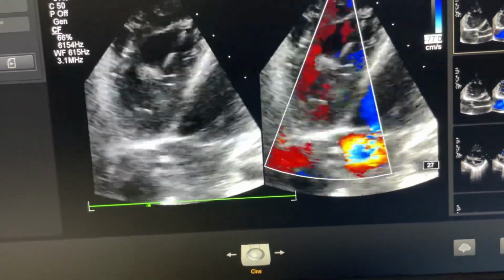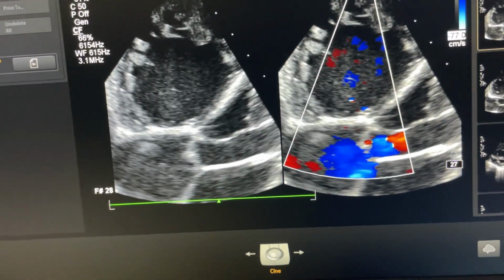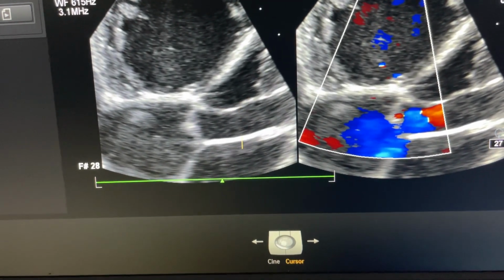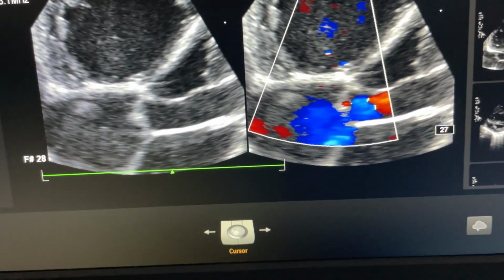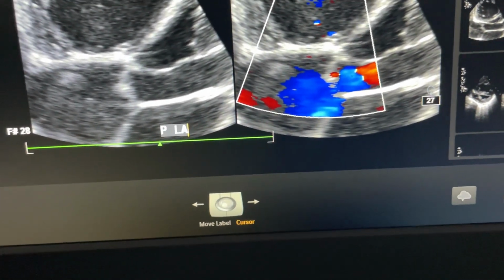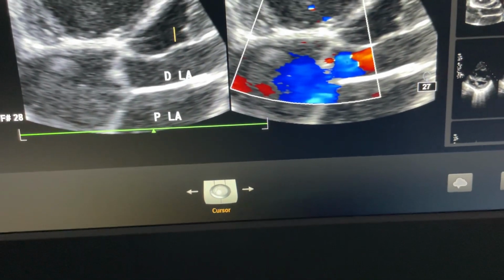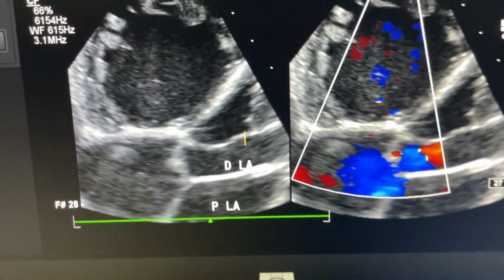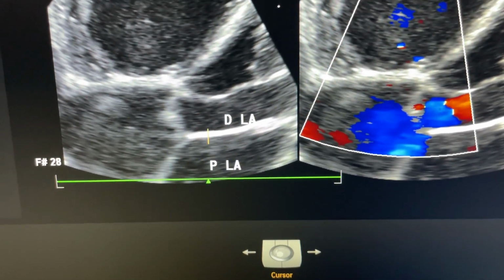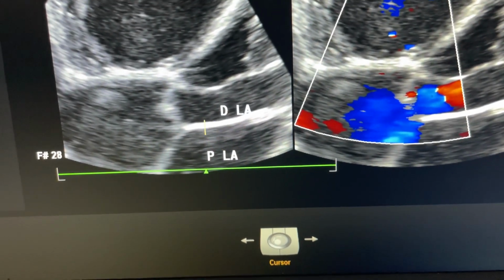Again see the same thing. You clearly see this is the proximal LA chamber and this is distal LA chamber. Just nomenclature. This is proximal LA and this is distal LA. This is left ventricle. This is mitral valve. So very narrow communication between proximal and distal chamber giving obstructed flow. That is why the flow is very much obstructed.